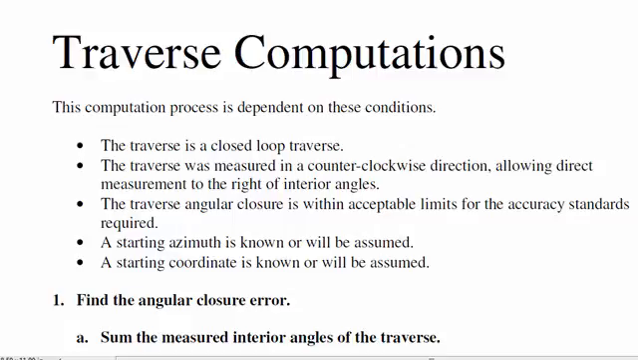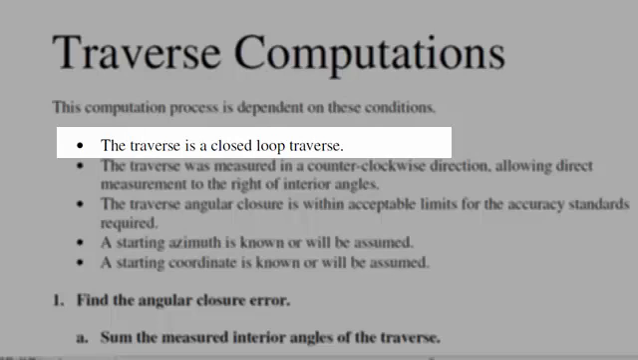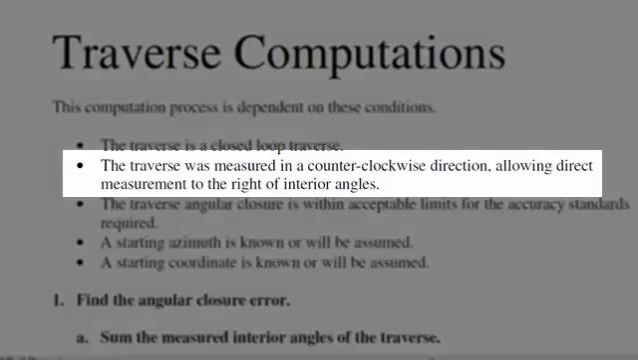Our discussion today is going to focus on loop traverses. First of all, the traverse we're looking at for these type of computations is considered a closed loop. That is, it starts and ends in the same place. Generally, in the field, it's best if we measure these in a counterclockwise direction, which allows us to measure interior angles directly. That is, we measure angles to the right, as is typical, and when we do this, moving counterclockwise around the loop, then we're going to be measuring interior angles directly.